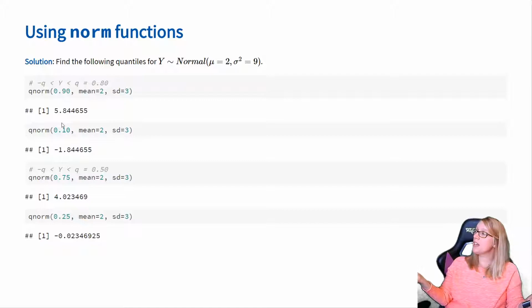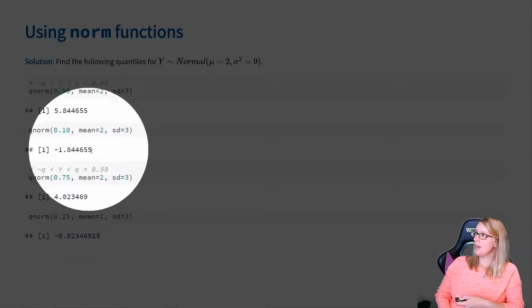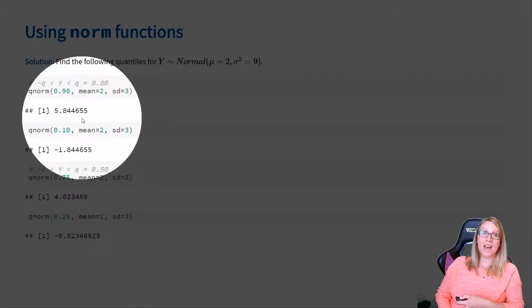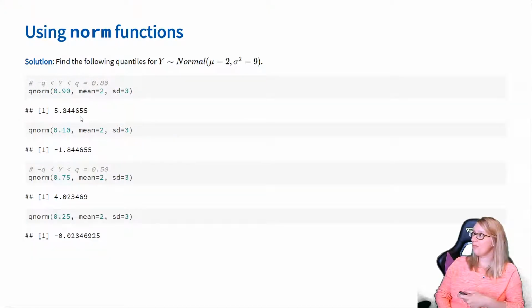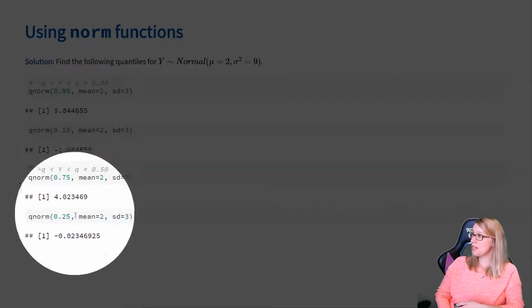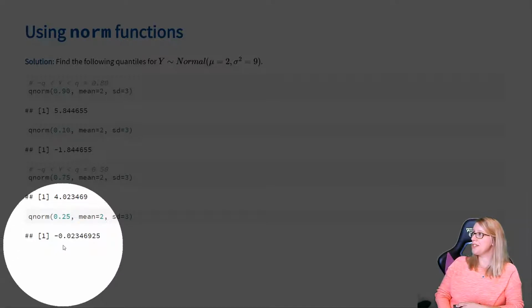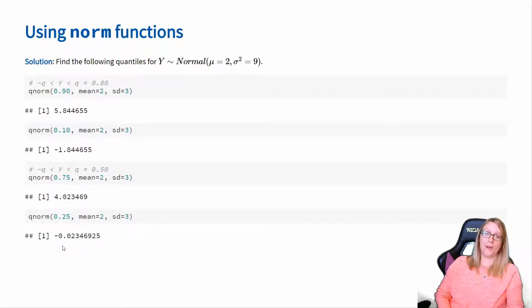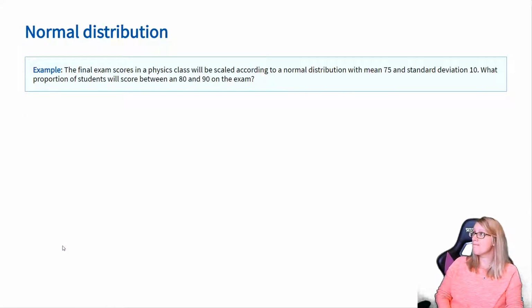So 80% of the observations in this distribution will fall between -1.84 and 5.84. If we want the 50% range in the center, we'll need the 25th percentile and the 75th percentile. So half of the observations will be between -0.02 and +4.02. Again, taking advantage of that known symmetry of the normal distribution.